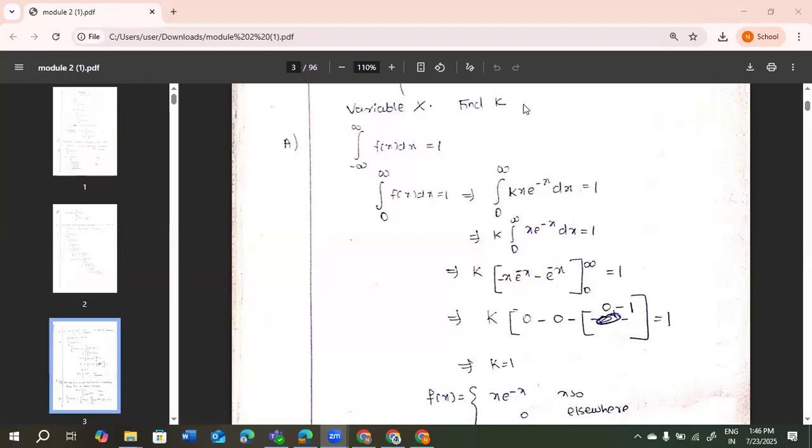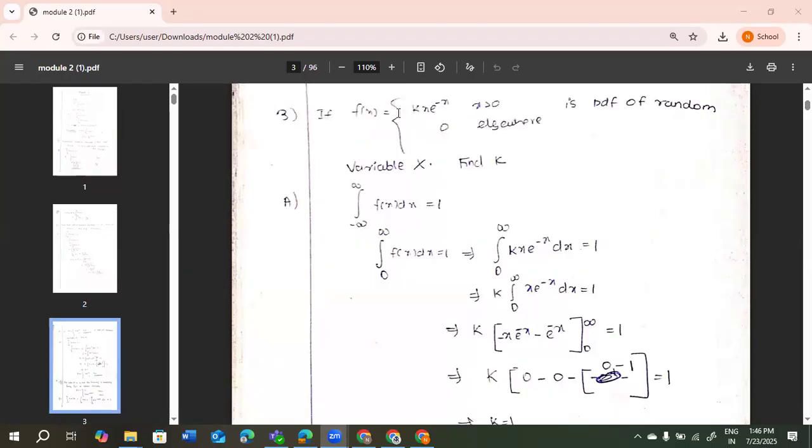Hi, now let us move to the third question. What is the third question? If f of x equal to kx e raised to minus x for x greater than 0, equal to 0 elsewhere, is a PDF of random variable x, we have to find the value of k.